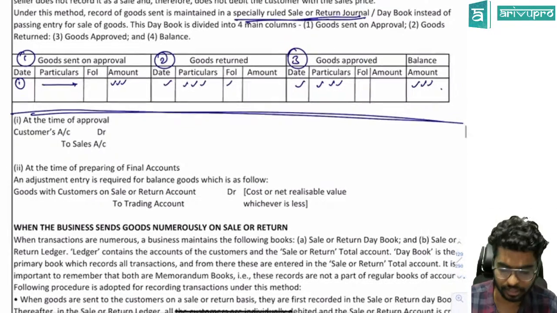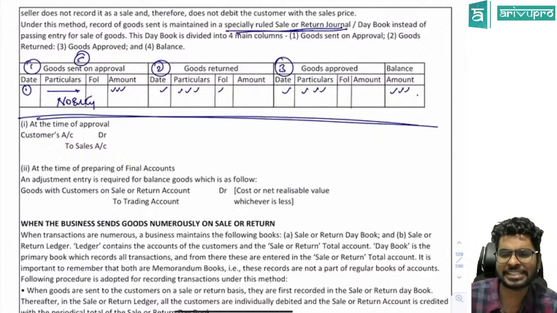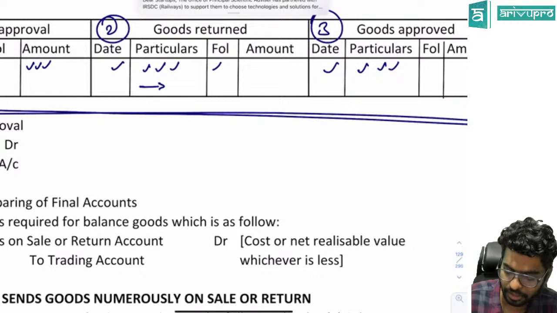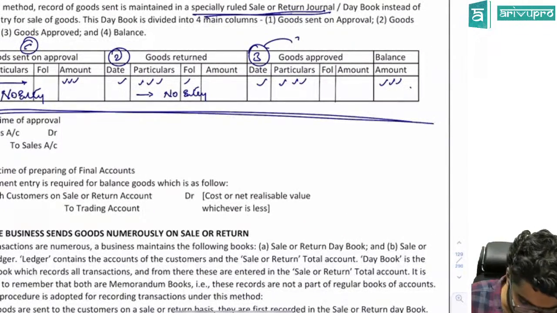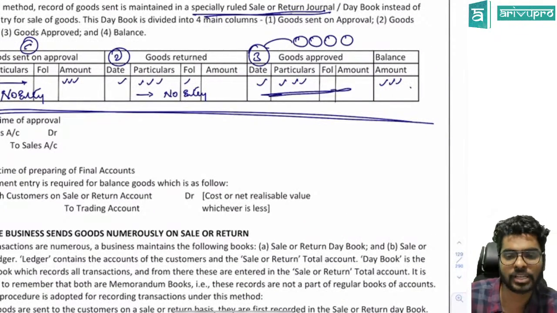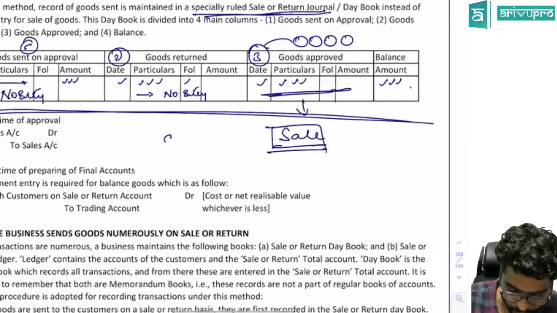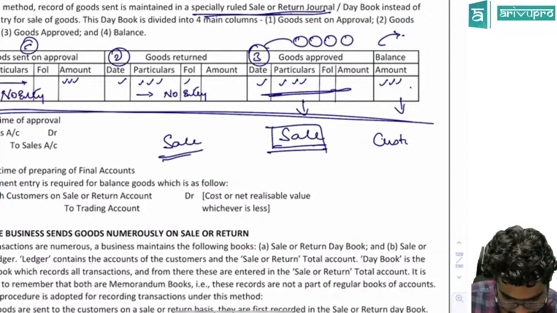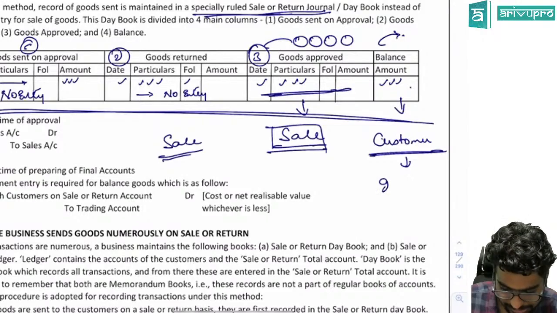Now where does accounting come into the picture? See, goods sent on approval. Under the second method, no entry is required because you are just sending the goods. When he returns also, since you have not recorded when you sent it, even while returning it, no entry is required. The third case is when goods get approved. This will be treated as a sale. Only when goods get approved, you will do a sale entry. Then whatever is balance, that is whatever the customer is having and the year has passed, you will only pass the inventory entry.